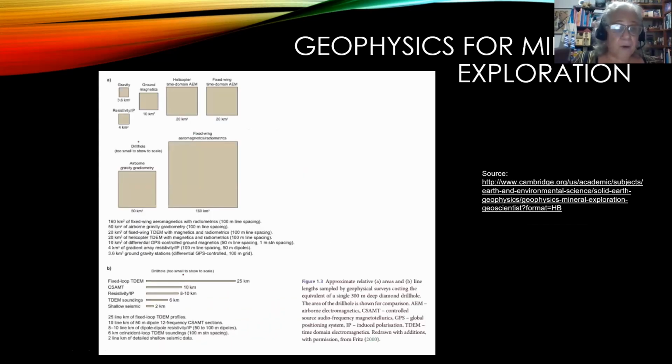And now it's a comparison for a drill hole. So the cost compared for the area and the cost for a drill hole. You can have a fixed-wing aeromagnetics and radiometrics survey of 160 square kilometers for the same price as a drill hole. So that's why it's important that you use all the data and try to interpret this before drilling, because drilling is so expensive that it's worth investing in other geophysical surveys before deciding.